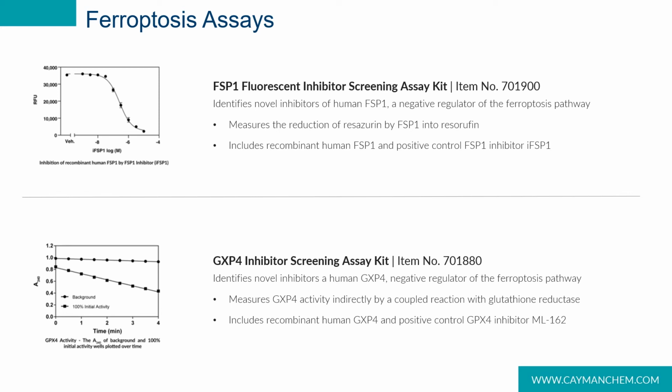The GPX4 inhibitor screening assay kit can be used to identify novel inhibitors of human GPX4, which is also a negative regulator of the ferroptosis pathway. This is a colorimetric assay kit that measures GPX4 activity indirectly by a coupled reaction with glutathione reductase. And the kit includes recombinant human GPX4 and positive control GPX4 inhibitor ML162.